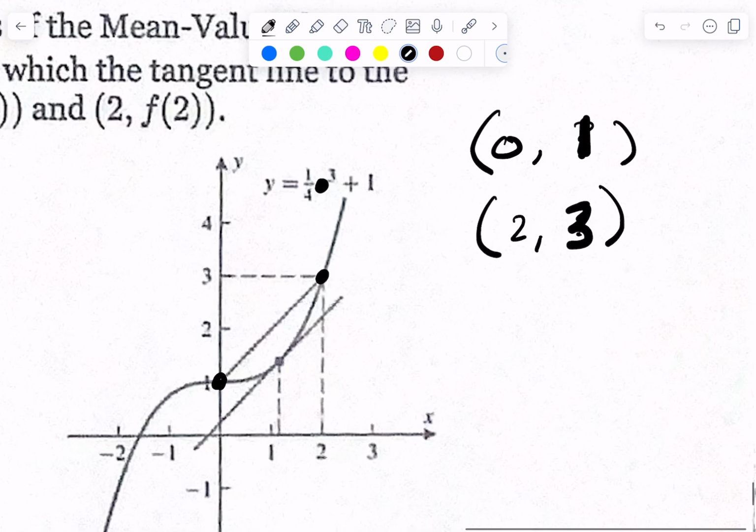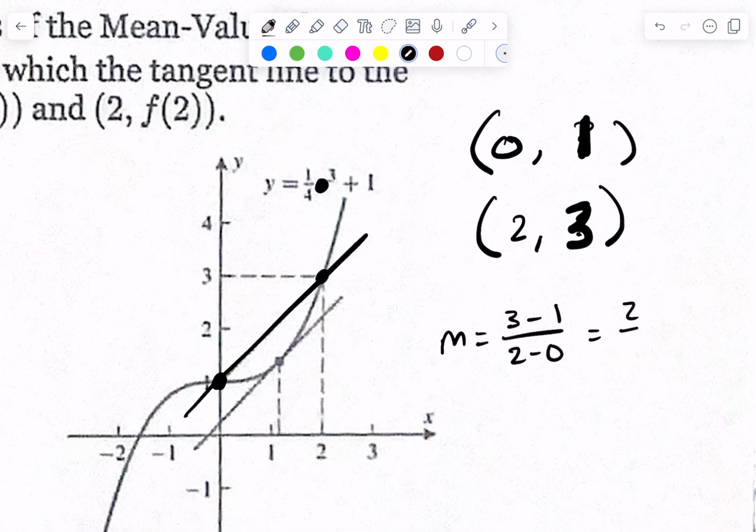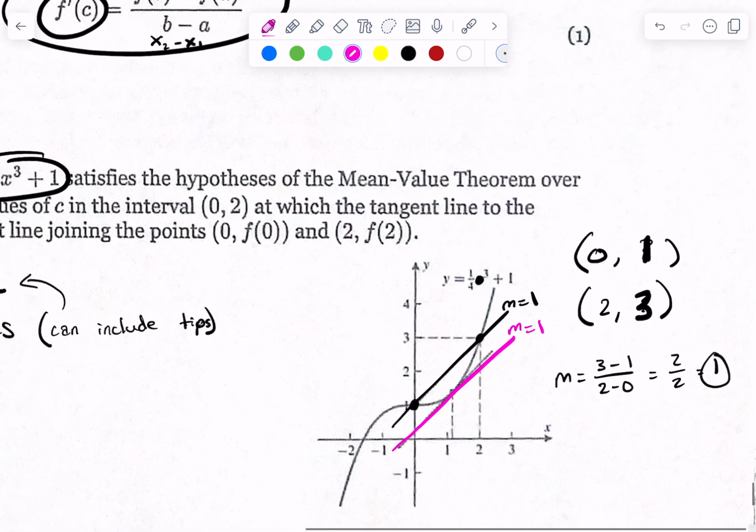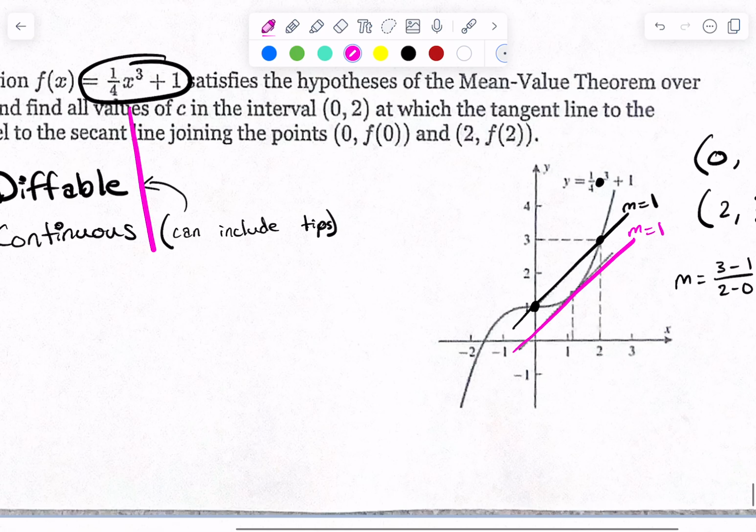Now we have to find the slope. The slope of the line connecting those two is 3 minus 1 over 2 minus 0, which is 2 over 2, which is 1. So this line's slope is 1, and I want to find a place on this curve that also has a slope of 1. So I'm going to find the derivative and set it equal to 1.